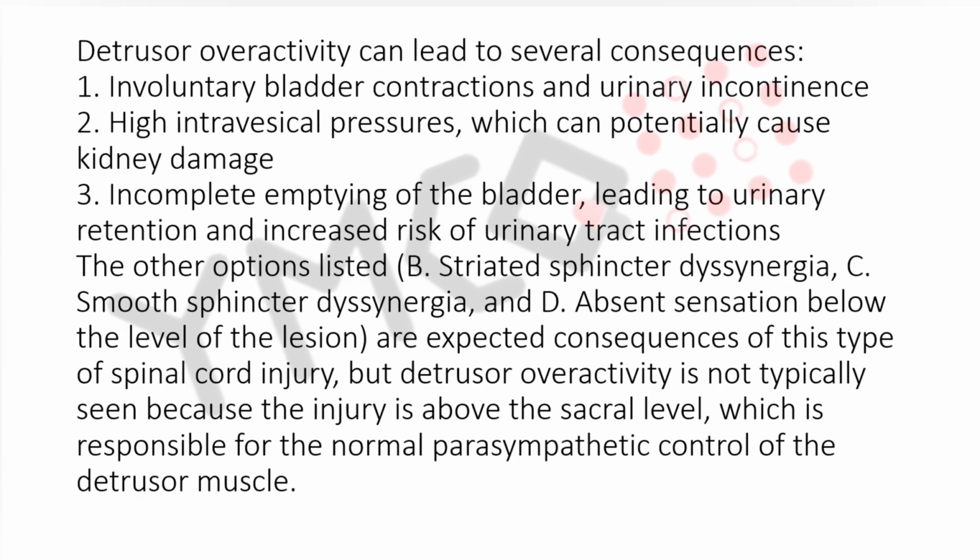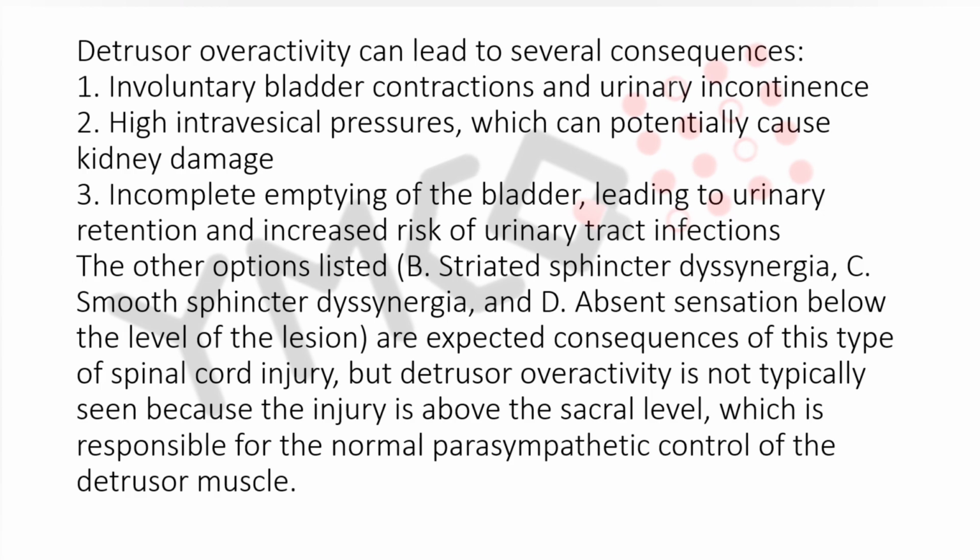1. Involuntary bladder contractions and urinary incontinence. 2. High intravesical pressures, which can potentially cause kidney damage. 3. Incomplete emptying of the bladder, leading to urinary retention and increased risk of urinary tract infections.